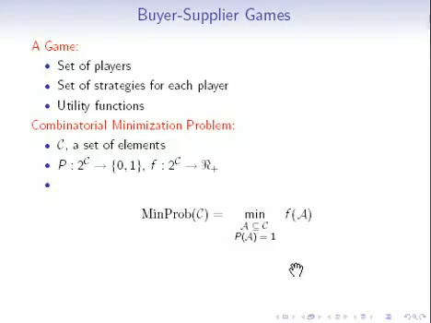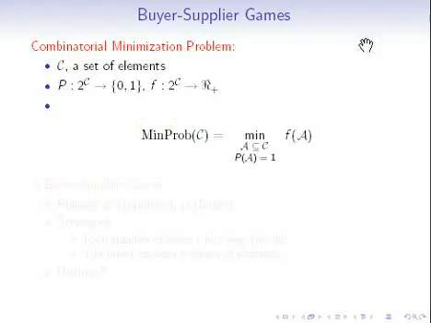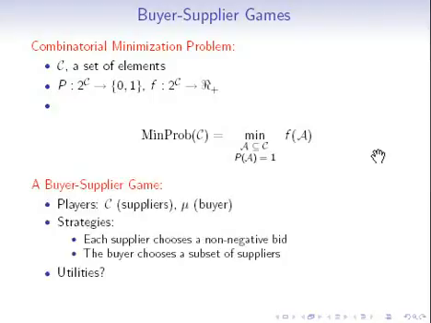So we're going to take this combinatorial minimization problem and turn it into a game. So here's what the combinatorial minimization problem looked like. And now I have to describe to you how to create a game from it. So to do this, I'm going to give you a set of players, a set of strategies, and a set of utilities.